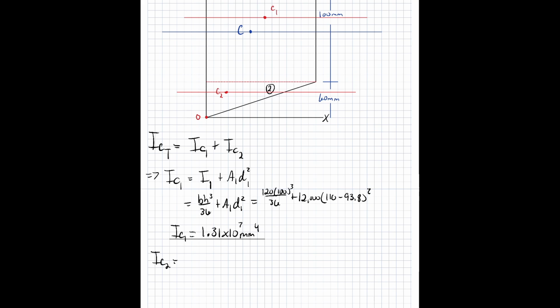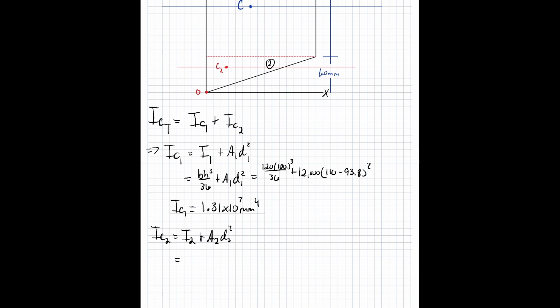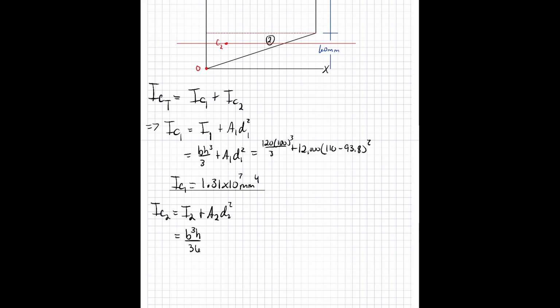And now we can find IC2, which is going to be I2 plus parallel axis theorem, A2 times D2 squared. If you look at the triangle portion for the moments of inertia of a triangle, it is going to be for the x-axis, base cubed times height over 36. I did 36 somewhere, I shouldn't have. I was ahead of myself. This portion up here on IC1 is not over 36, it's over 3. I apologize for that. This part is over 36 plus our A2 times D2 squared.